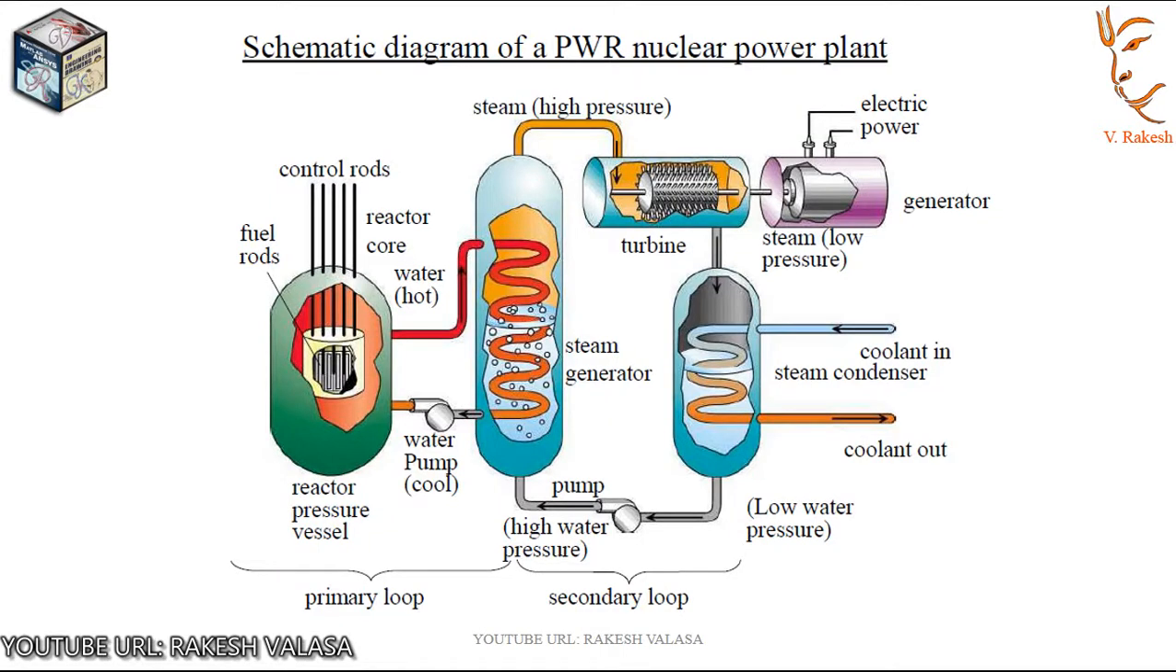Let us see the schematic diagram of a pressurized water reactor nuclear power plant. A pressurized water reactor plant has two separate circulation systems for the turbine and the reactor. You can also see here this is the primary coolant circuit, this is the secondary coolant circuit. Primary coolant circuit consists of reactor pressure vessel, fuel rods, control rods and water pump. Secondary coolant circuit consists of steam generator, turbine, generator and steam condenser.